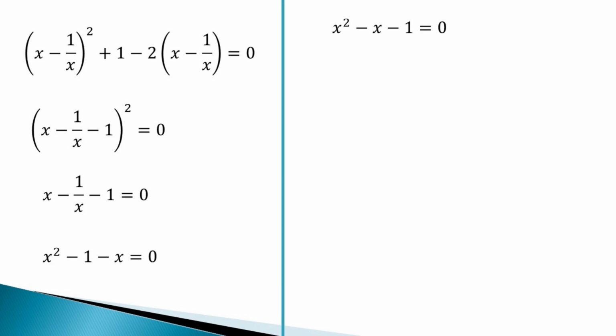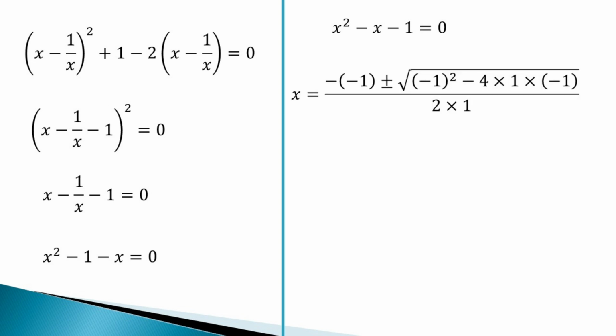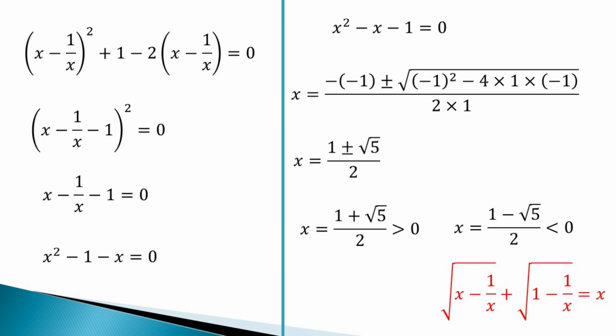which is a quadratic equation, and the quadratic formula gives the value of x as equal to minus of minus 1 plus minus under root minus 1 square minus 4 into 1 into minus 1, all of this divided by 2 into 1, which simplifies to x equal to 1 plus minus root 5 by 2. So we get two values of x, which are 1 plus root 5 by 2 and 1 minus root 5 by 2. The first value with the positive sign is positive, while the second value with the negative sign of root 5 is negative.